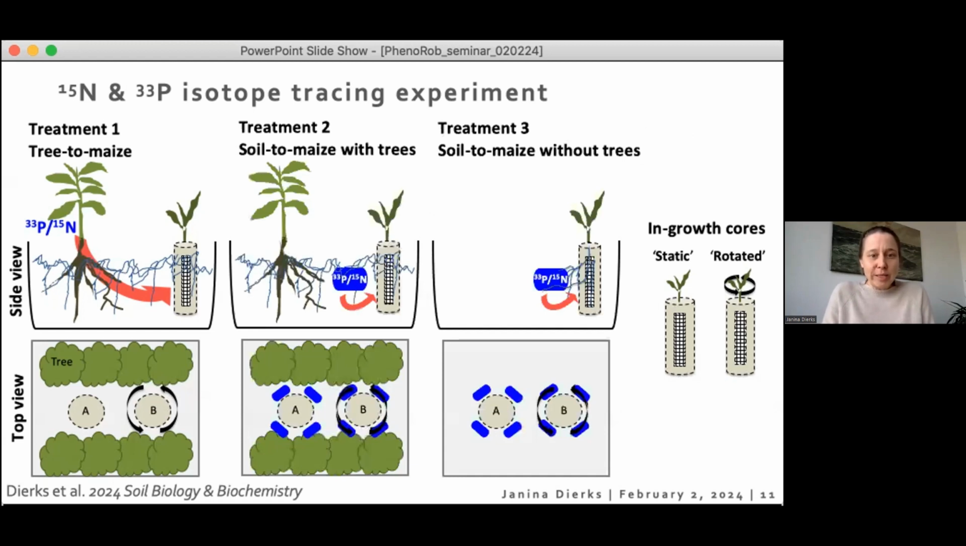To test the soil to maize transfer, we applied 59 and 33P isotopic labeling solution to root-free labeling compartments that were buried in the substrate. And to assess the role of tree-maintained mycelia versus maize-associated mycelia, we tested the soil to maize transfer with and without trees.